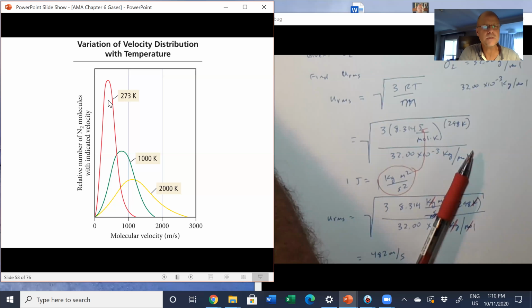If you increase the temperature, that distribution moves to higher velocities. So now the root mean square velocity is higher, but the entire distribution is shifted towards higher velocities. But again, you notice that distribution. At an even higher temperature, the whole thing gets shifted even more to higher velocities yet.